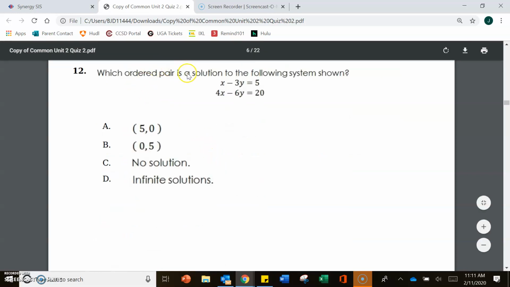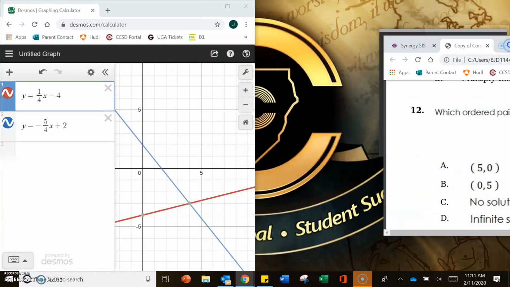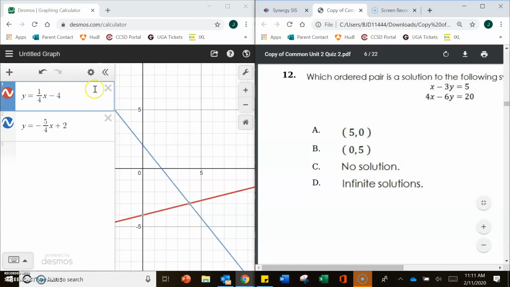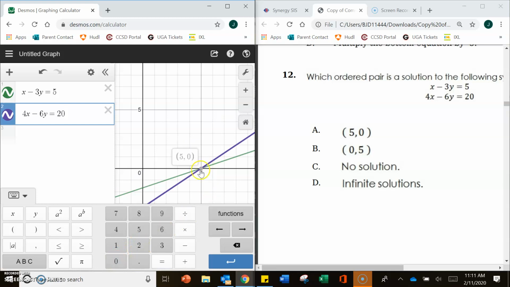Which ordered pair is a solution of the following system? How should we solve this? Correct, put it in Desmos. Wherever they intersect, that is the answer. So I'm going to get rid of these and type in the first one. And feel free to be typing this in on your cell phones as well. All right, so they intersected right there at that point. Just move your mouse over it and it shows up. So the answer is 5, 0. A. We good?